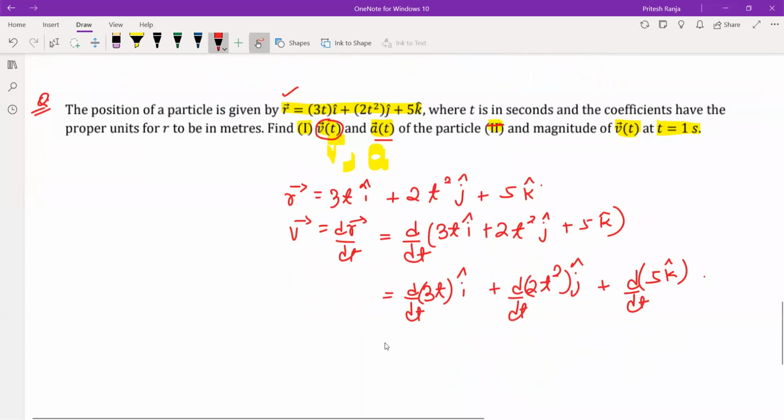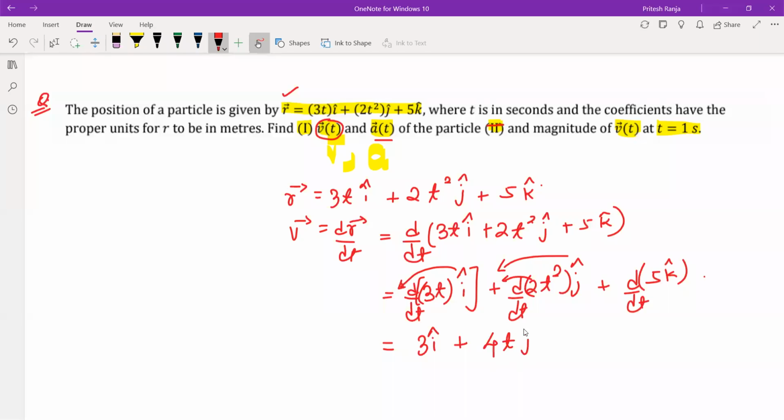So out of this, how we will differentiate? To differentiate the i cap, it will come out because this is constant, it's a unit vector, everything is known. So i cap will come outside and d by dt of 3t will be 3. So 3 i cap plus here, 2 and j cap will come outside. So t square differentiation is 2t. So answer will be 4t j cap plus here 5 k cap. They are constant and their differentiation is 0. So 0 k cap. It doesn't mean anything to write 0 k cap.